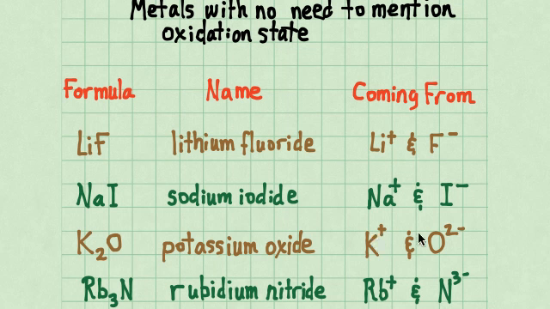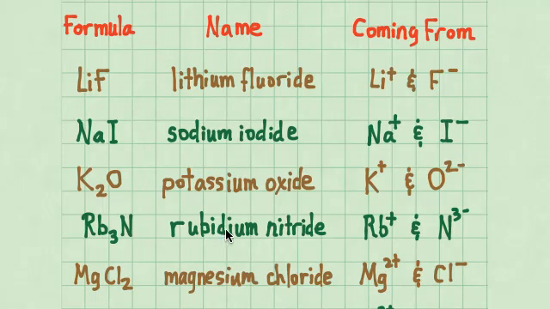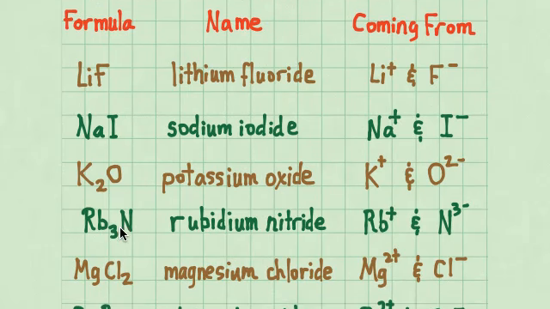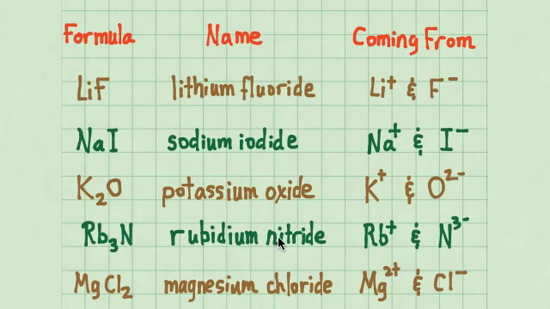So, in order to make the 2 minuses balance out with 2 pluses, I took 2 potassiums, 2 pluses for the 2 minuses. Rubidium's in the +1 family as well, so I put rubidium 1+. But nitrogen's in the family that loves to become a -3. So I called it nitride, not nitrogen, but nitride.